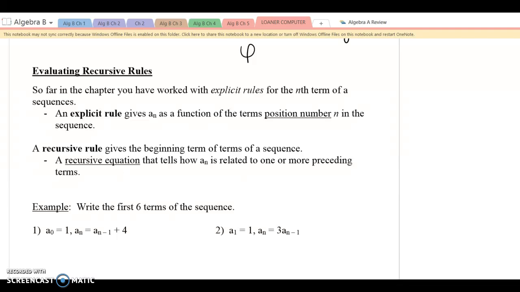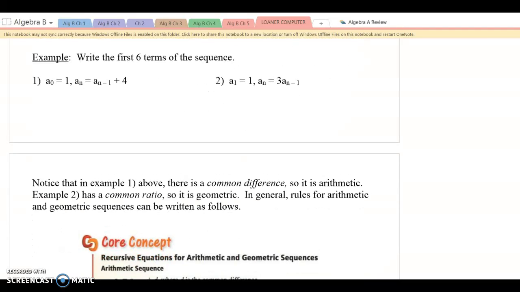So here's two examples of recursive rules. With recursive rules, they always start out with either your first term or sometimes, in this case, your 0th term. Yeah, 0th. That's a 0th term, whichever pronunciation you want. So the 0th term is 1. That means the term before the first term is 1.